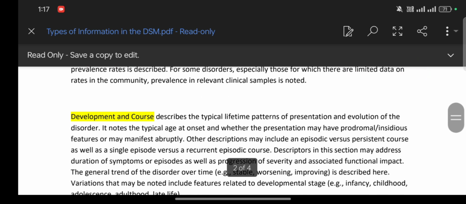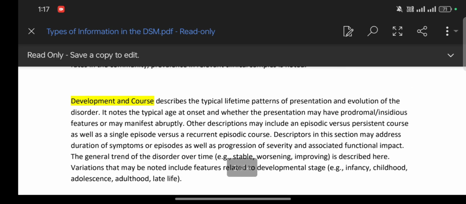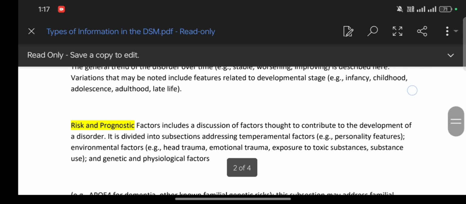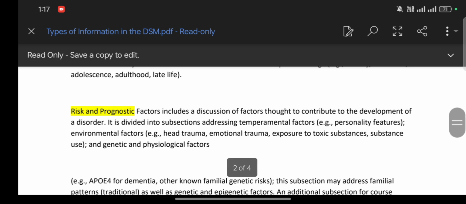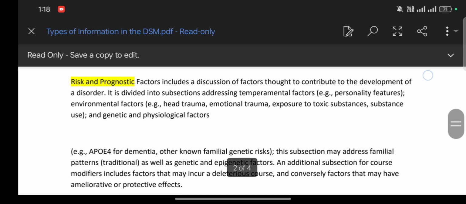Then there is development and course. This explains when the disorder usually starts, how it changes over time, and what the typical pattern looks like. For example, bipolar disorder often begins in the late teens or early 20s, and it may come and go in episodes and not stay the same all the time. Then we have risk and prognostic factors. These are things that can increase the risk of getting the disorder or affect its outcomes. For example, temperamental factors tell us how traits can increase the risk of getting mental disorders.